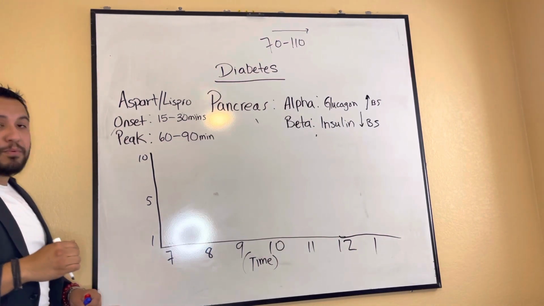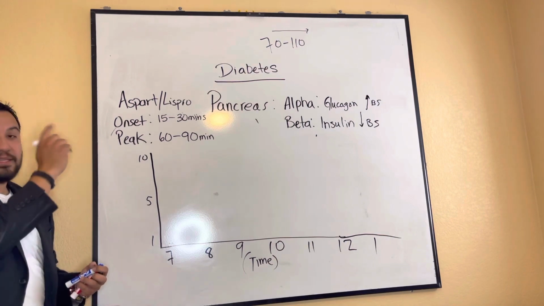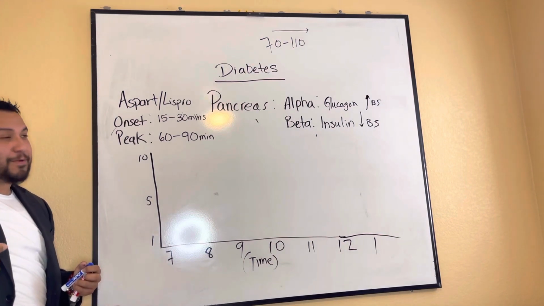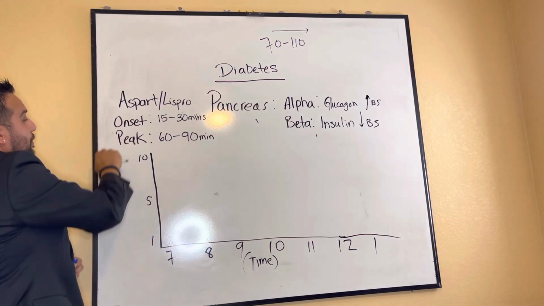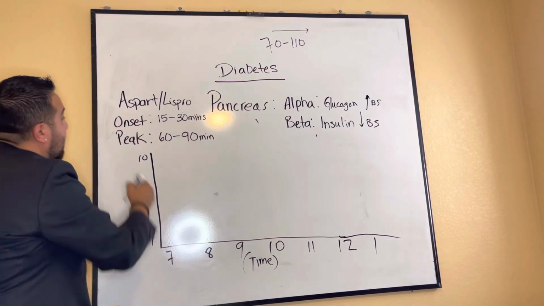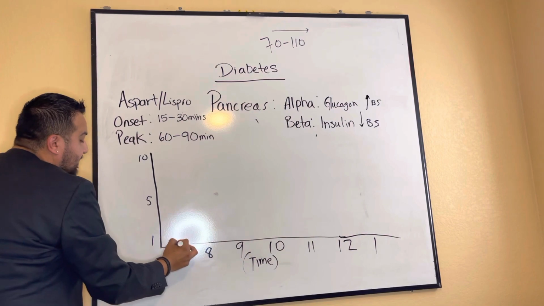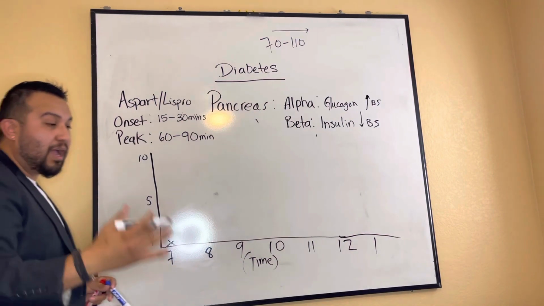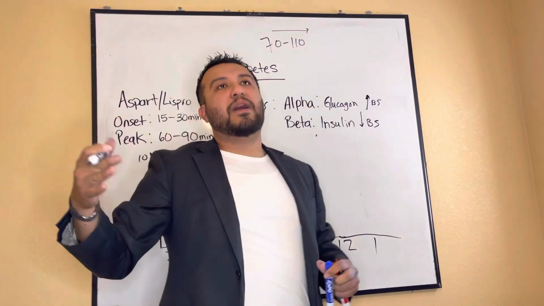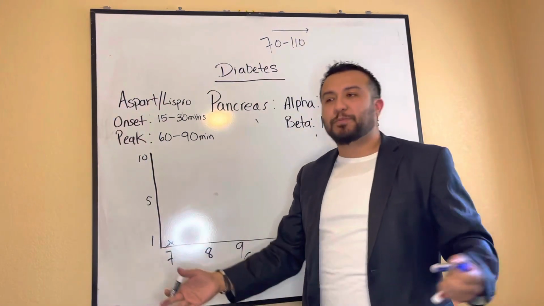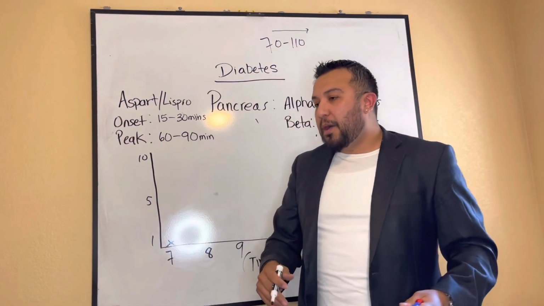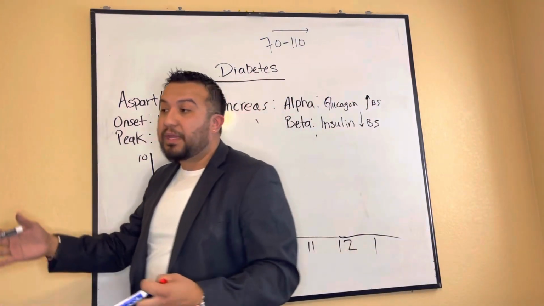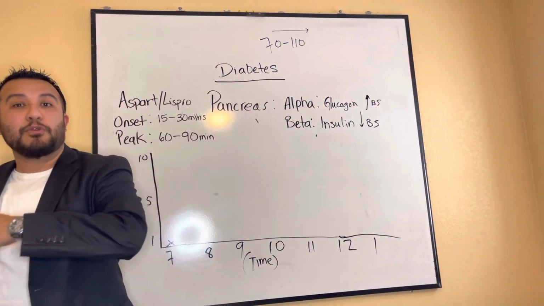And that's why it's important for us to recognize that these insulins work a little bit faster, so we have to keep a close eye on the patient. So we focused on peak time earlier. Now let's talk about onset. If we gave the insulin at 7 o'clock, and the patient received aspart or lispro at 7 a.m., which of the following time frames would be ideal for the patient to begin their meal?